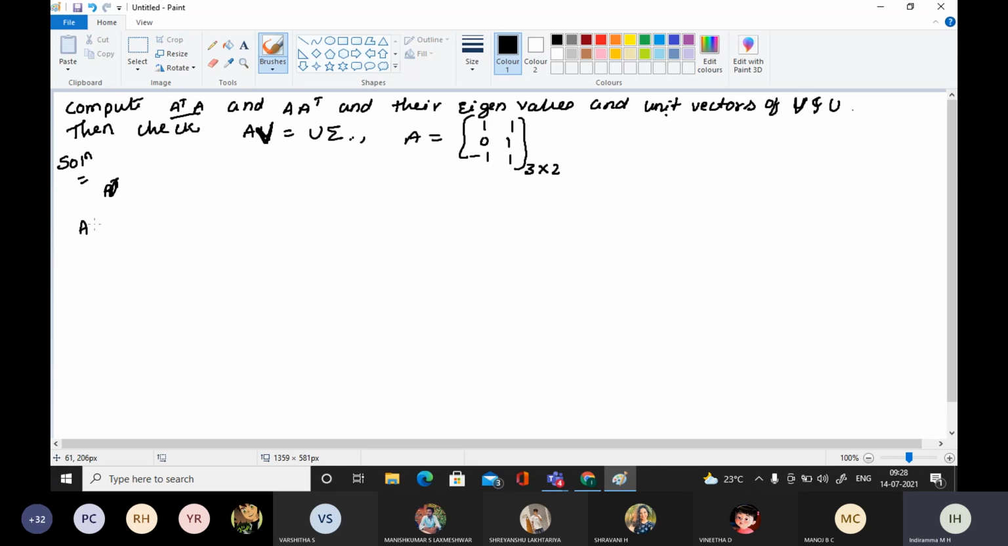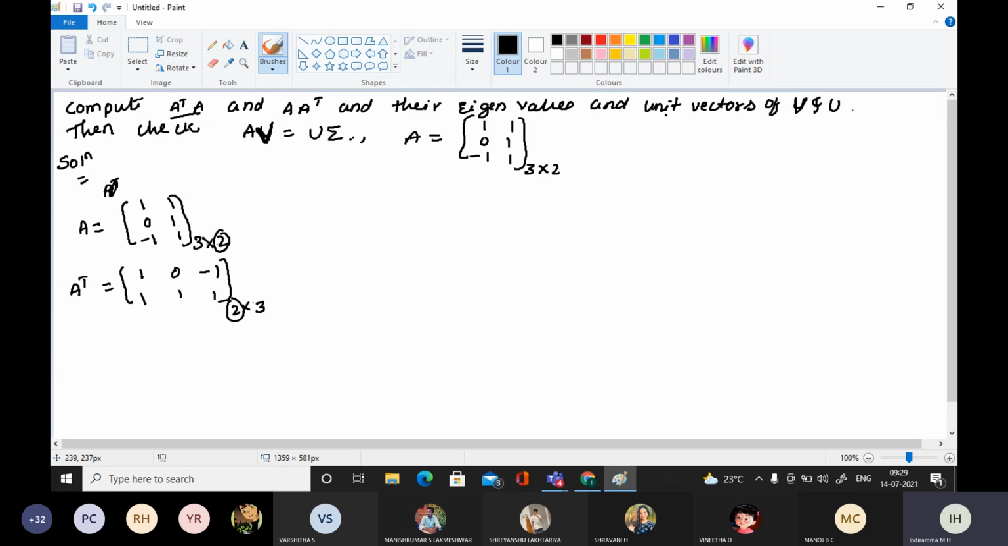Okay, so now we go for the solution. First you consider the given matrix A, that is 1, 1, 0, 1, minus 1, 1. Next go for A transpose. In A transpose, the first column is changed as the first row: 1, 0, minus 1. The second column is changed as the second row: 1, 1, 1. What is the order of A transpose? 2 cross 3. So 2 and 2 same.